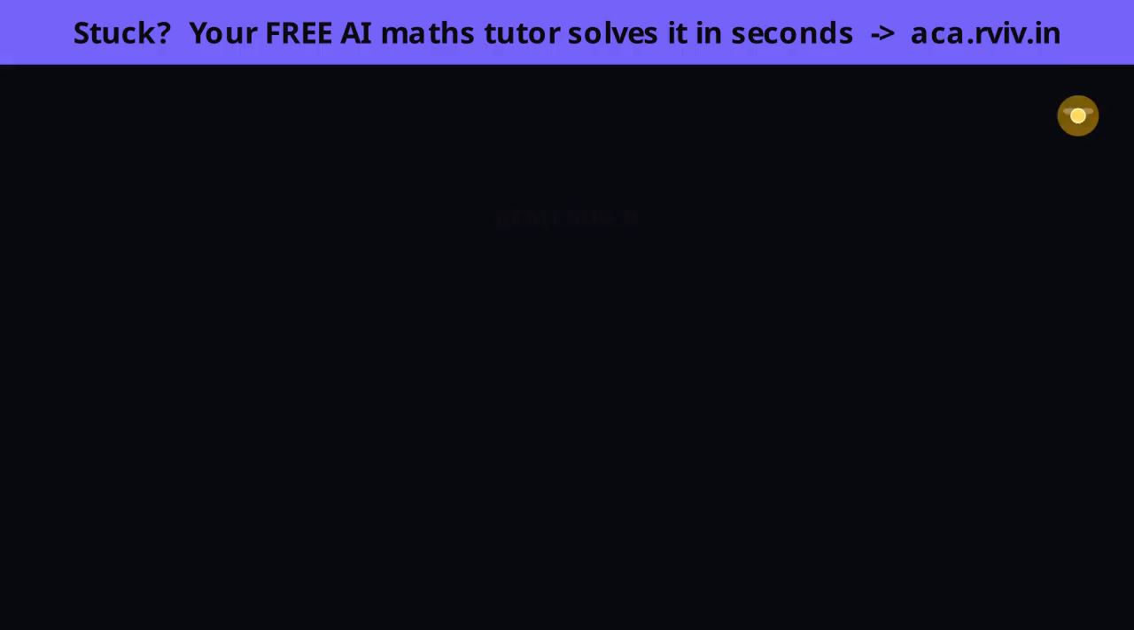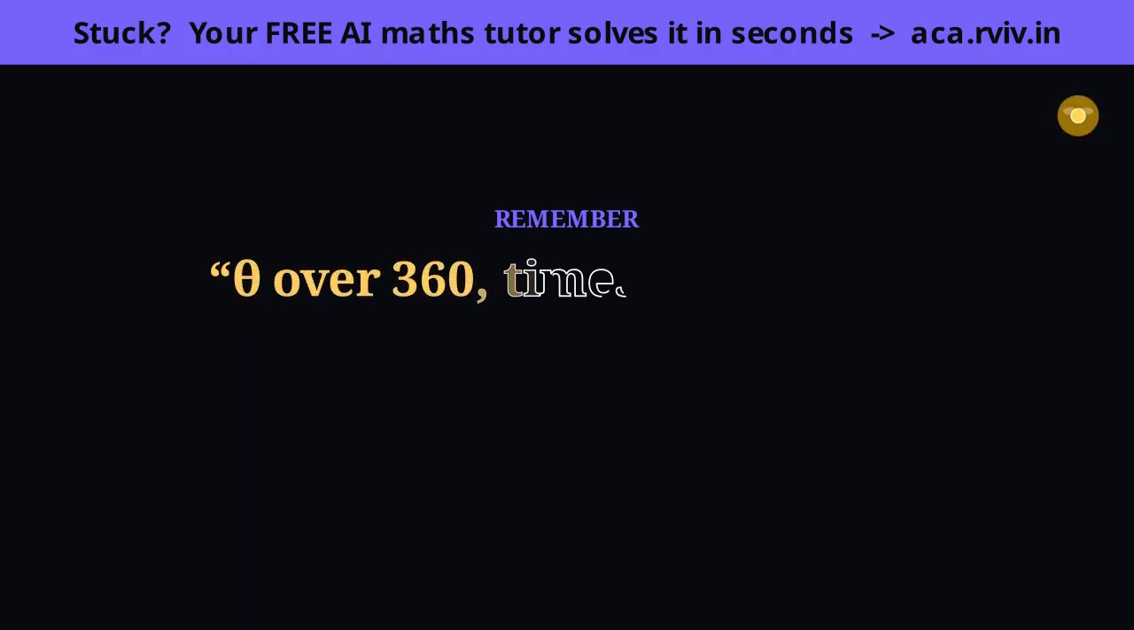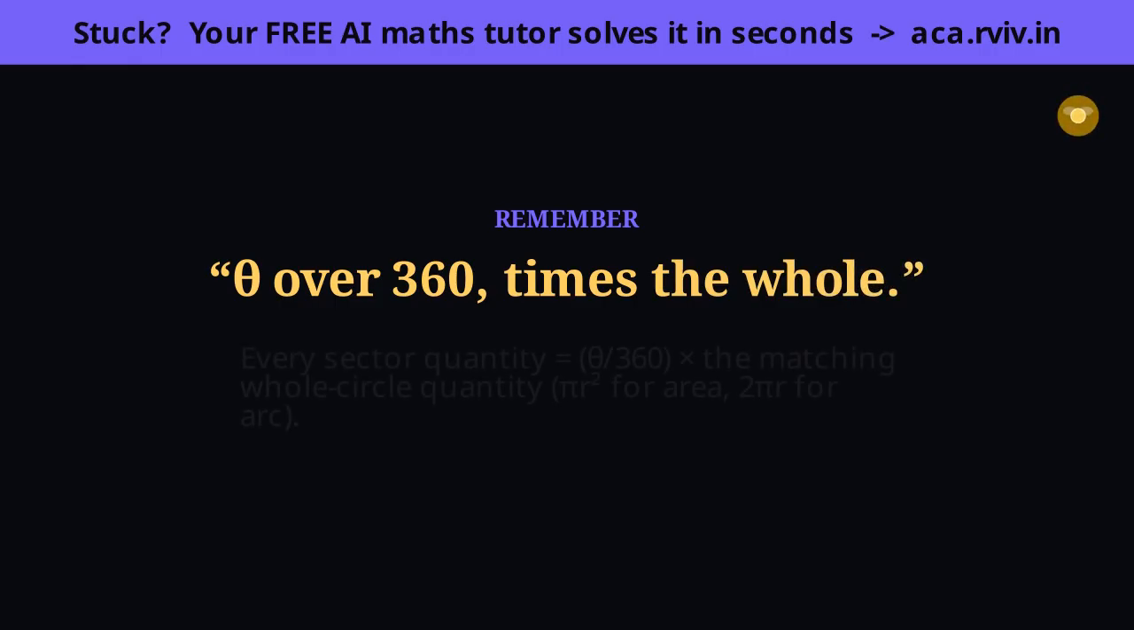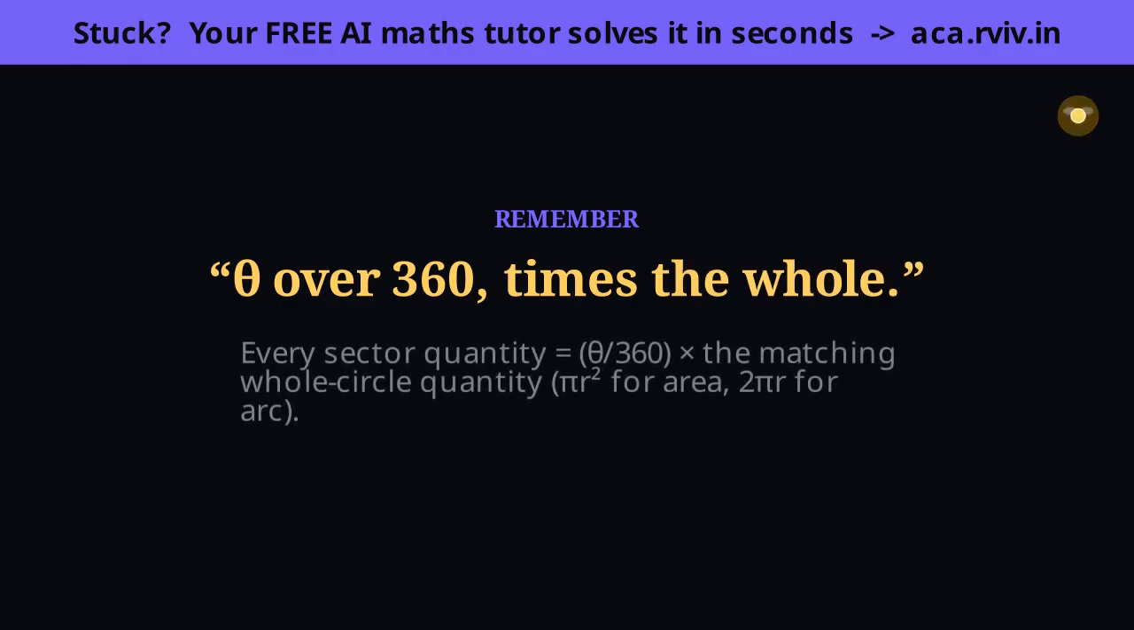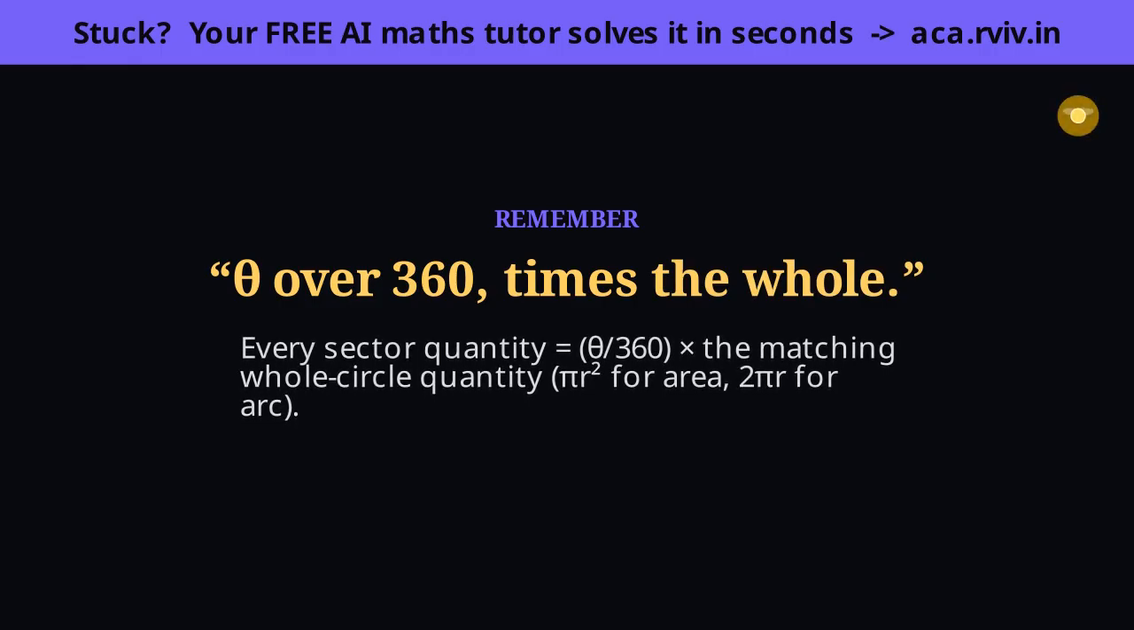Here's a memory hook to carry into the exam: θ/360 times the whole. And it works because θ is the slice's share of a full 360-degree turn, so it's the same share of everything the circle owns. Whatever the sector question asks, take that fraction of the matching whole circle quantity, πr² if it wants an area, 2πr if it wants the arc. Six words, and they regenerate both sector formulas on demand.